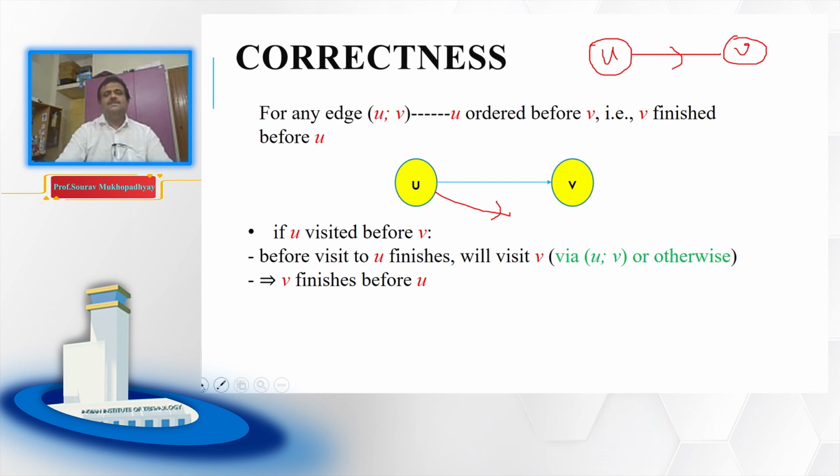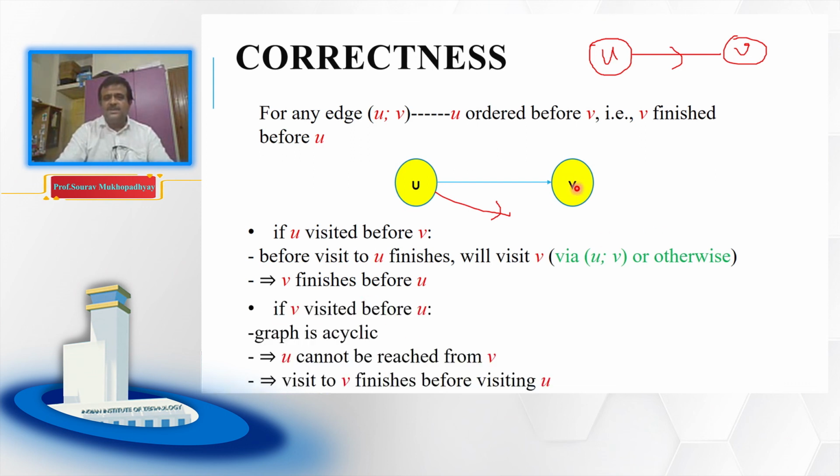Now, the other case is if v is visited before u, but that is not possible. If v is visited before u, then we have a cycle. We can prove that there is a cycle in the graph, but this is a DAG, a directed acyclic graph, so that is not possible. So, this is the topological sorting of the vertices. We just record the finishing time of all the vertices, store it, and then reverse this ordering to get the topological sorting of the vertices.